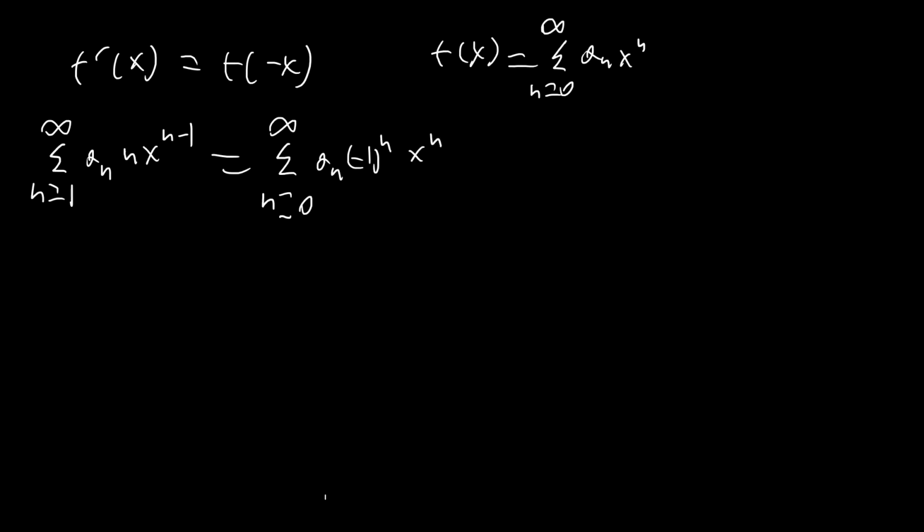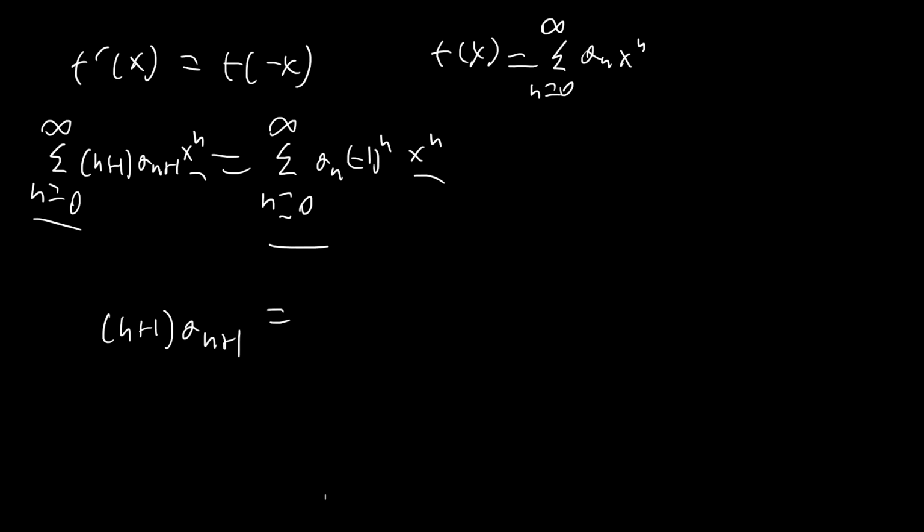Next, we're going to shift the index on the left side, so we're going to add 1 to n everywhere. So this is going to become a n plus 1, n plus 1 times x to the n. Then, since we have these sums on both sides with the coefficients of x to the n, all we have to do is equate the coefficients, and hopefully we'll be able to figure out what this function is. So the coefficients here, we're going to have n plus 1 times a n plus 1 is equal to an negative 1 to the n.